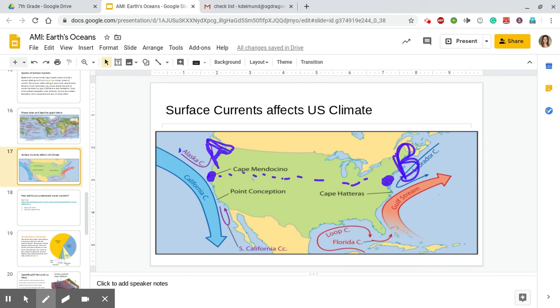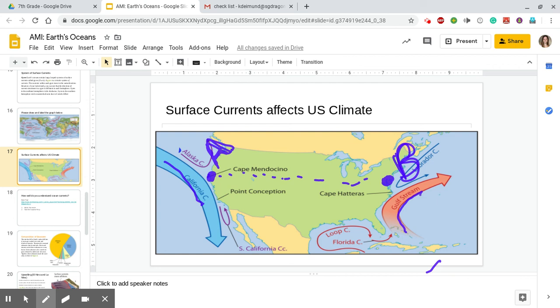Okay, so point A is going to have a colder climate than point B because the California current, right here, is bringing in cold water, therefore bringing in cold air. Whereas the Gulf Stream is bringing in warm water, therefore bringing in warmer air on that coastline.